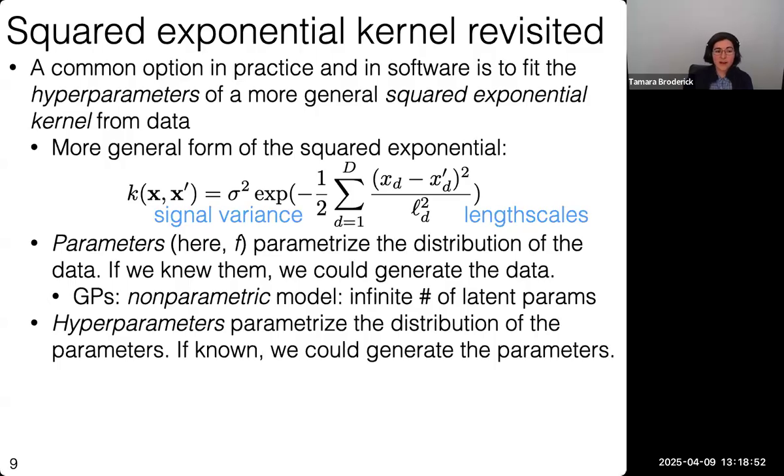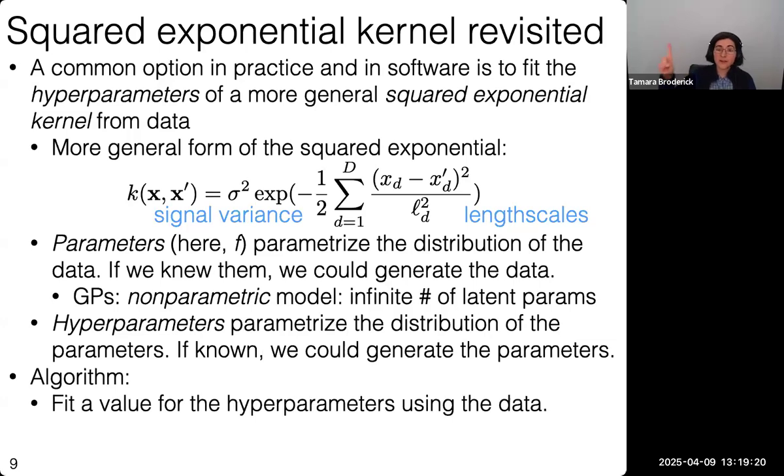Hyperparameters, in turn, parameterize the distribution of the parameters. If we knew those, we could generate the parameters. That is to say, in this case, if we knew sigma squared and all of the length scales, then we could generate f according to that Gaussian distribution that we saw. And so we'll often talk about sigma squared and the length scales, the signal variance and the length scales, as being hyperparameters.